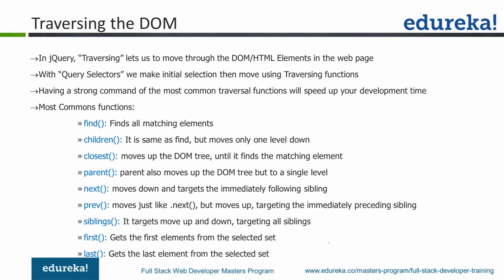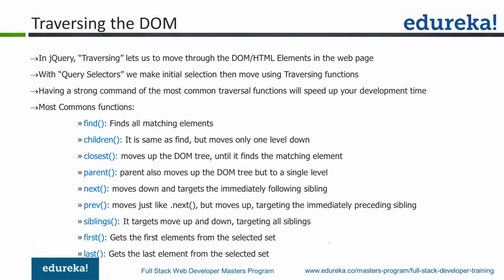And then there are some common functions available to us. Find finds all matching elements. Children is same as find but moves only one level down. Closest moves up the DOM tree. So it doesn't move down, it doesn't move inside, it moves up the DOM tree until it finds the matching parent. Parent moves up the DOM tree but only a single level. So closest will find the closest match even if it's way up. Parent will just move to the next immediate single level. Okay, it will find the parent of this particular node.